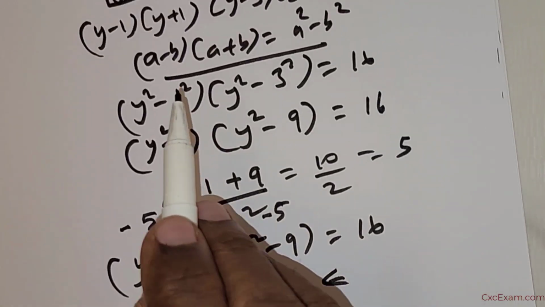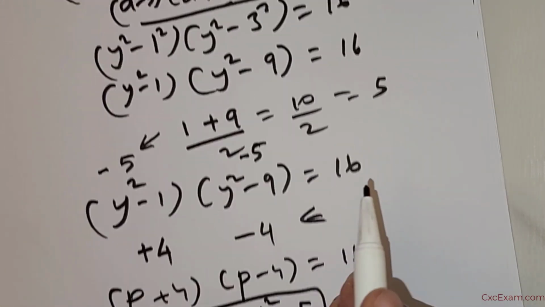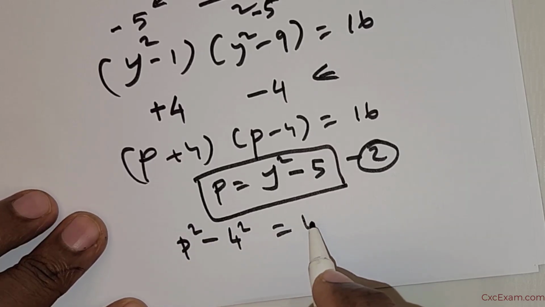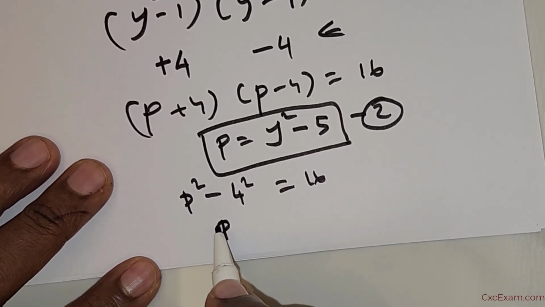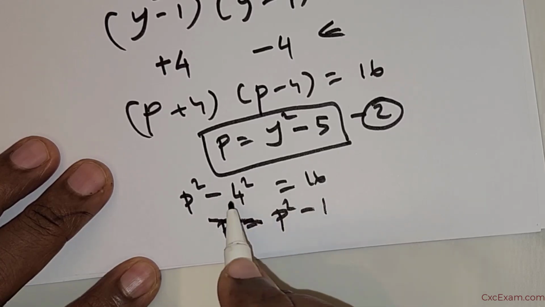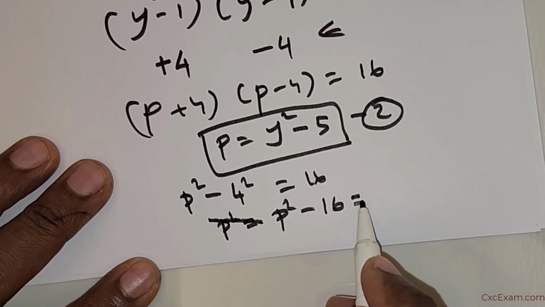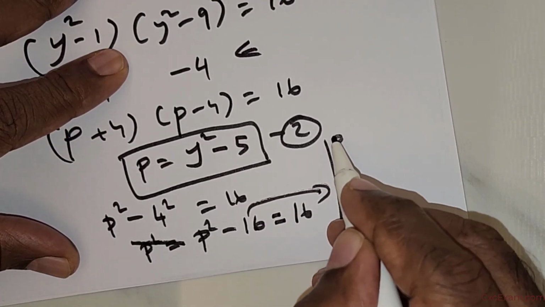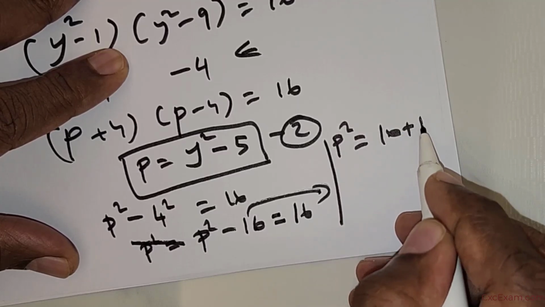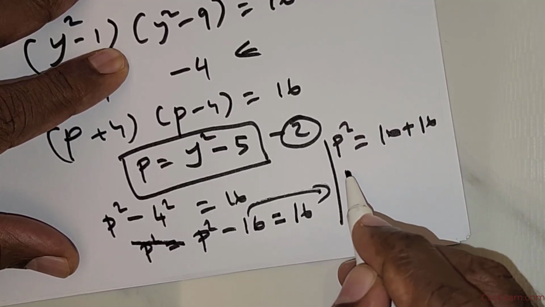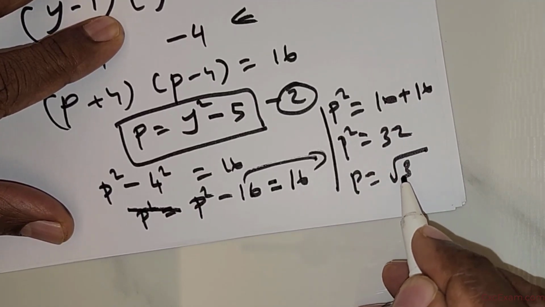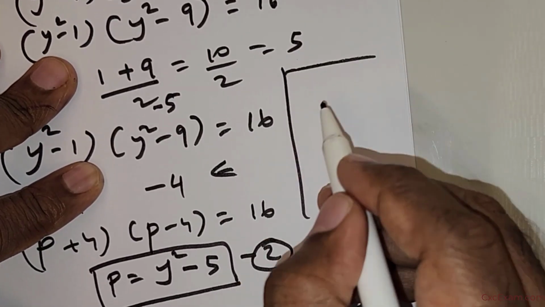Now as I mentioned to you, a negative b times a positive b is a squared negative b squared. So this is going to be p squared negative 4 squared is equal to 16. So p squared negative 16 is equal to 16. You push the 16 to the other side, you get p squared is equal to 16 added with 16, which is p squared is equal to 32, which means p is equal to root of 32.